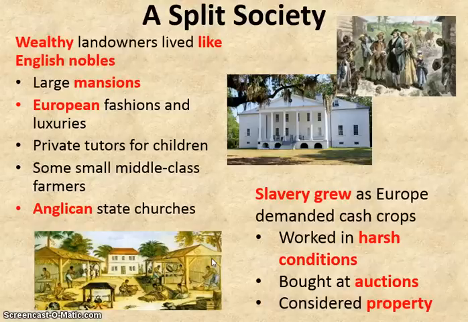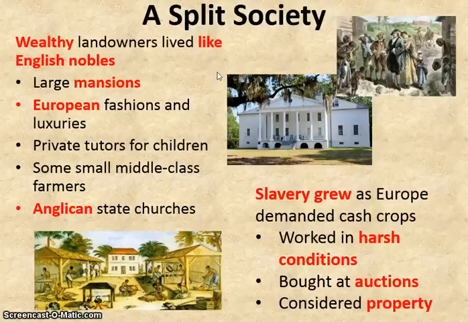Now in the South, we see a split society, whereas in New England, there was more or less relative equality, I should say. In the South, we have a very split society between the wealthy landowners who were really living more like the English nobles back home in England. They had large mansions. They wore fancy European clothes like we see here. They hired private tutors for their children. They weren't concerned with public schooling.